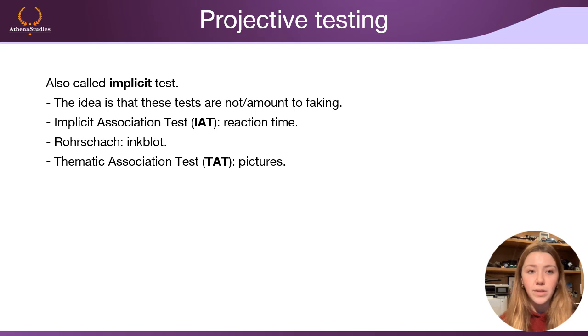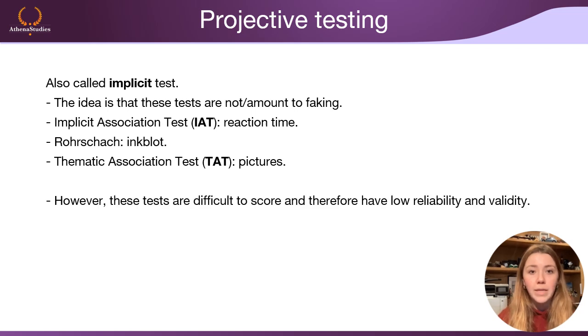Here we mainly focus on the reaction time of the participant. Then we have the Rorschach ink blot test. Here we focus on the interpretation of the ink blot by the participant. And then lastly, we have the thematic apperception test, or the TAT, where the participant has to interpret certain pictures. These tests are difficult to score and therefore have quite a low reliability and validity.